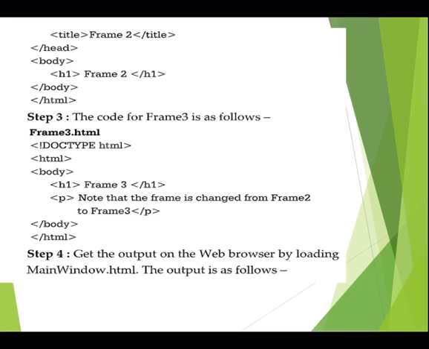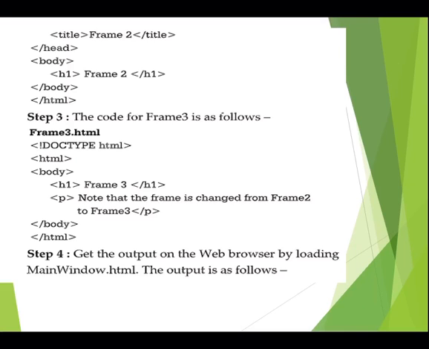Next is the code for frame 3. Doctype HTML tag, HTML, body. Inside body in h1 we have written frame 3, and below it we have written a paragraph tag: note that frame 3 is changed from frame 2 to frame 3. Close body and close HTML. So we have created three web pages.